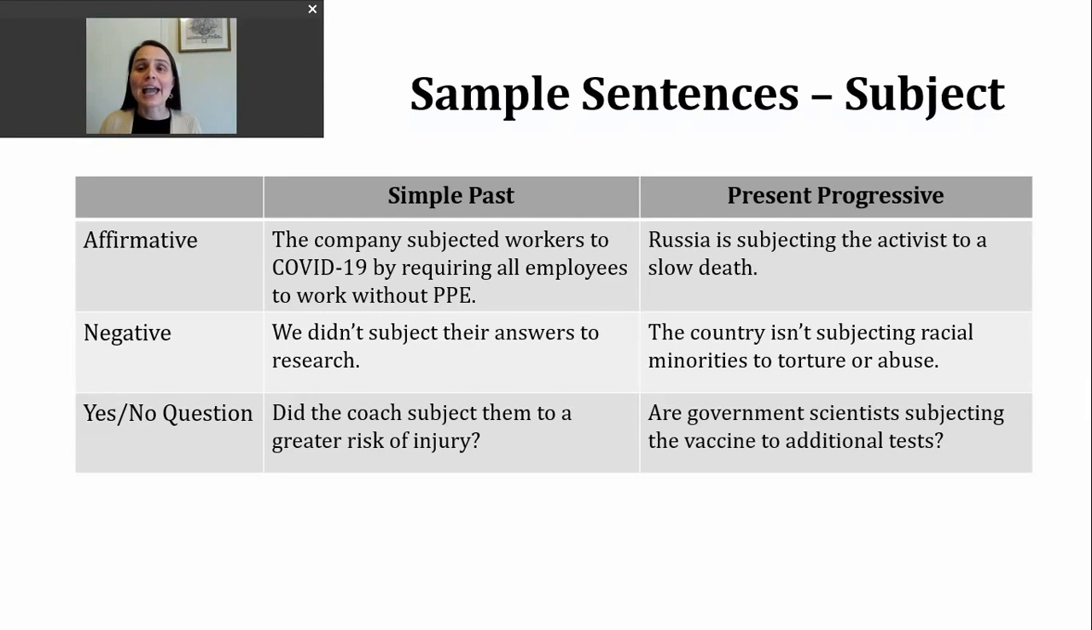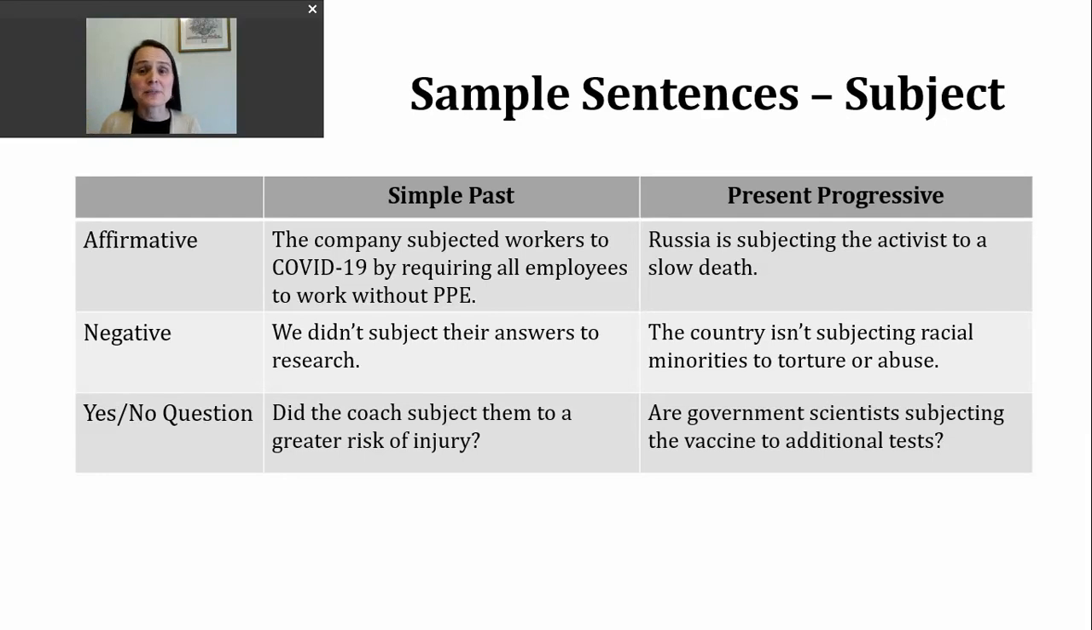Now let's take a look at the present progressive. We use this verb tense to talk about an action that is happening right now, or to describe an action that is in progress. To form this verb tense in the affirmative, we're going to use a present form of be. So if our subject is I, we'll use am. If our subject is you, we, or they, we'll use are. And if our subject is he, she, or it, we'll use is. So we have our form of be, and then we use the ing form of the verb.